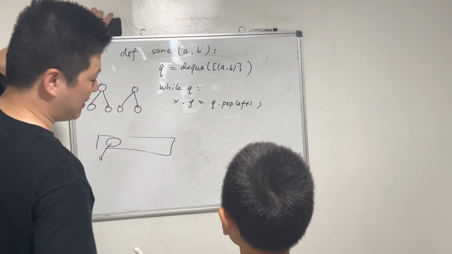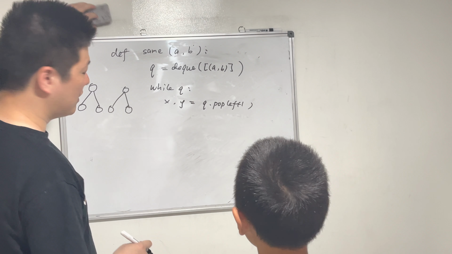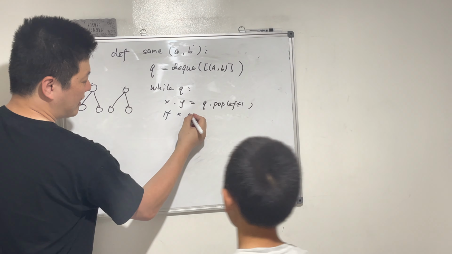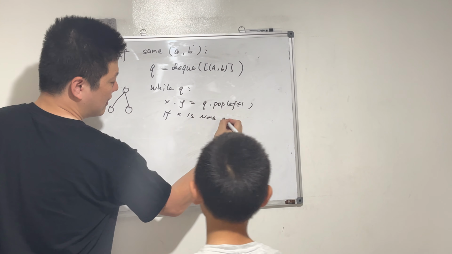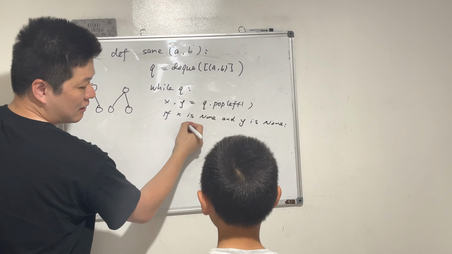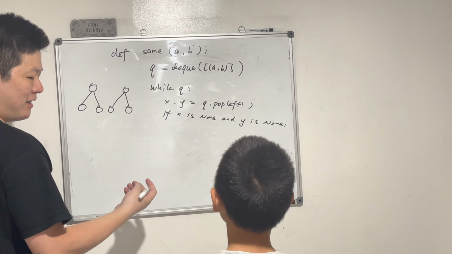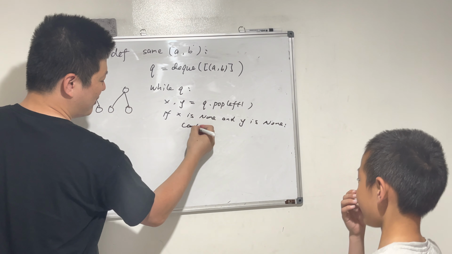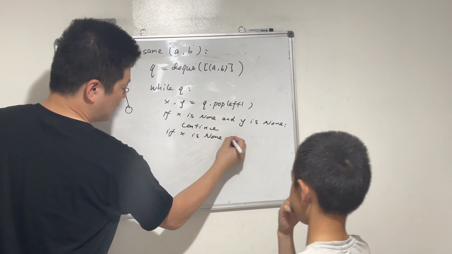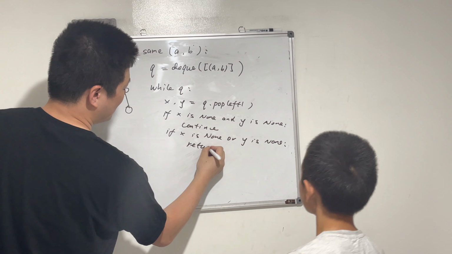What should we do? We should check if it's equal, right? So what should we check? First of all, if both are none, what happens? If X is none and Y is none, we return true, and continue. And if X is none or Y is none, return false. Yeah, because as long as we found a mismatch, we just return false. We don't need to continue, right?